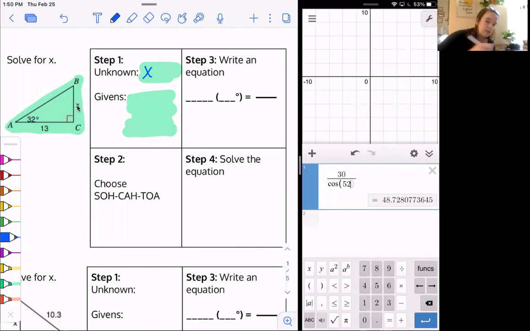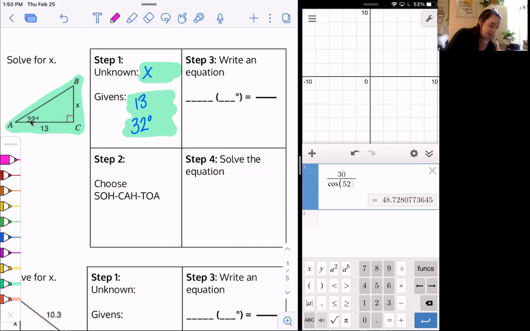If they write X here, that's the thing they want us to find because it says solve for X. The hypotenuse over here doesn't really matter because it's not a part of the problem. We don't want it and we don't care about it. They also tell us the number 13, and they also tell us the 32 degrees. These are the 3 things they tell us. They tell us X, 13, and 32.